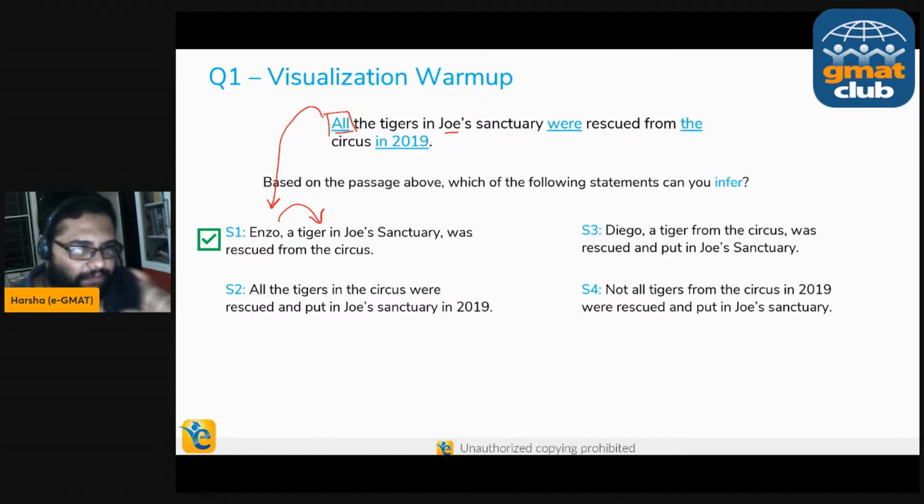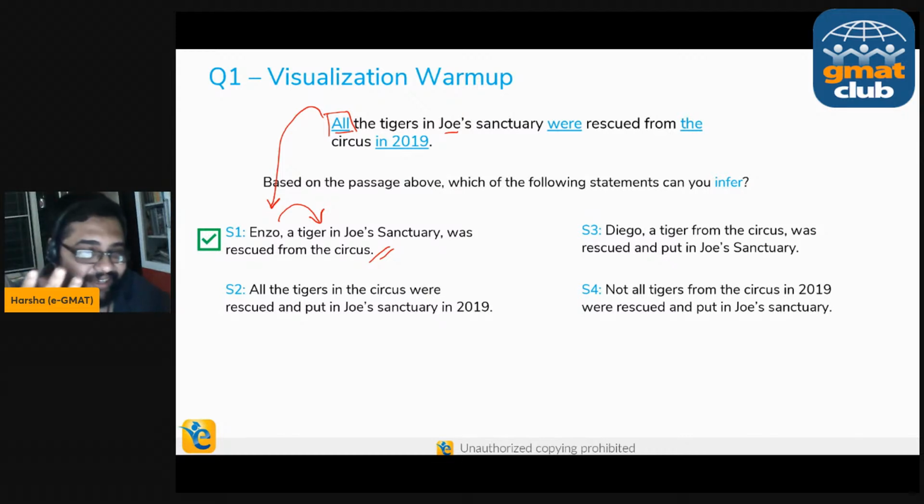The word all is very important. All the tigers in Joe's sanctuary, meaning each and every tiger in Joe's sanctuary, whether it is Enzo, whether it is any other name, all of them were rescued from the circus in 2019. Even if 2019 is not mentioned here, it doesn't change a thing. End of the day, they were rescued from the circus.